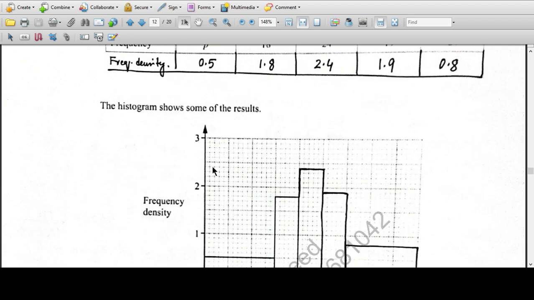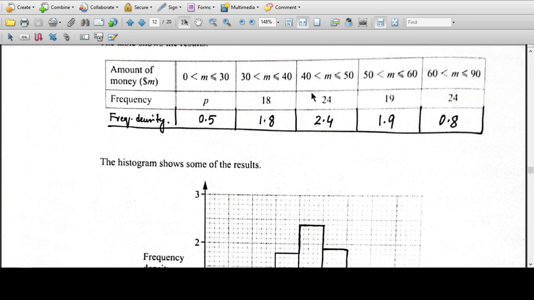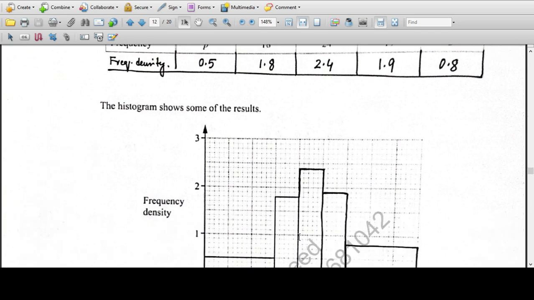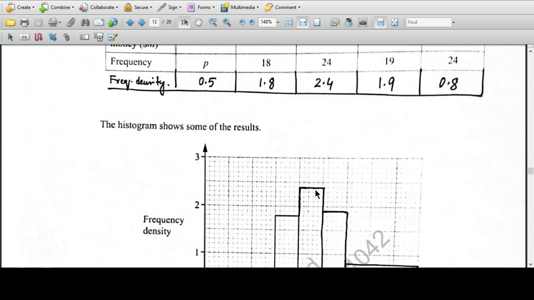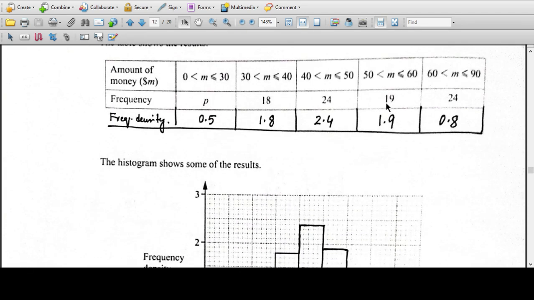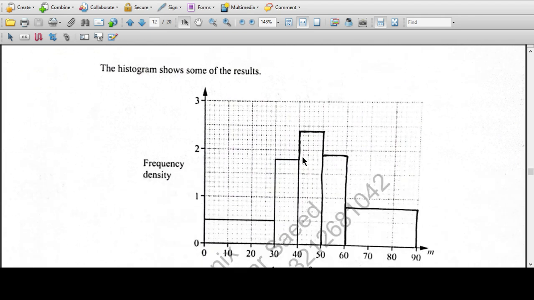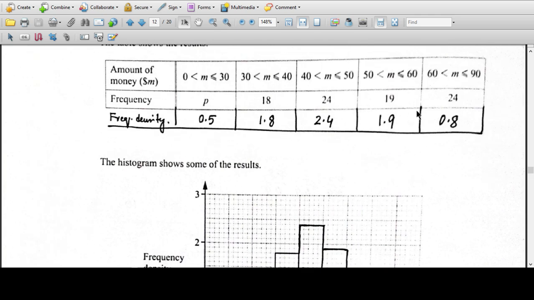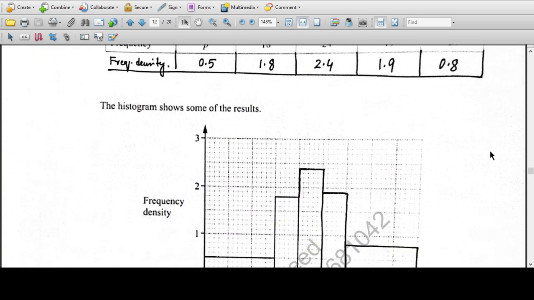This is 2.4 for the range of 40 to 50, more than 40 and less than or equal to 50. And for 50 to 60 it is 1.9. This is 1.9 from 50 to 60, and then 60 to 90 is 0.8.